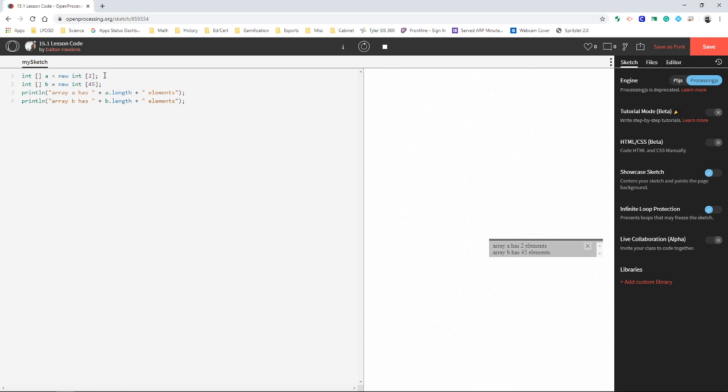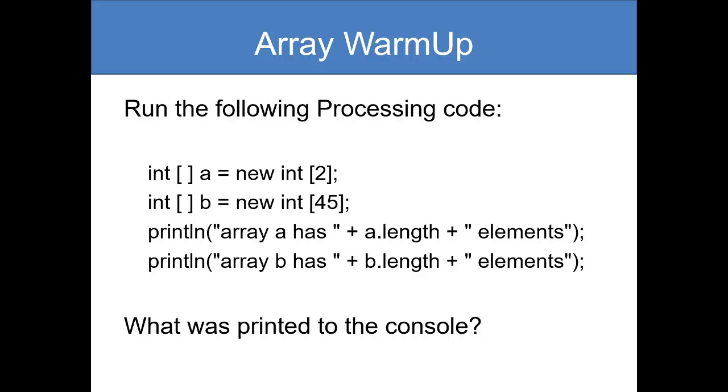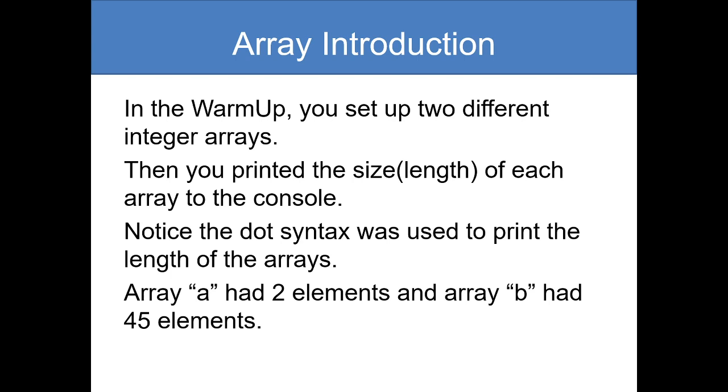So we have two different integer arrays. We printed the size of each one, and that a dot length is really where we start seeing things from Java and JavaScript in here.